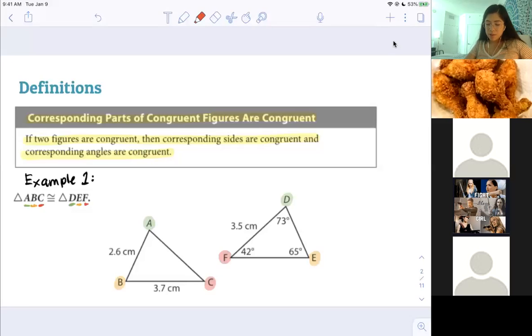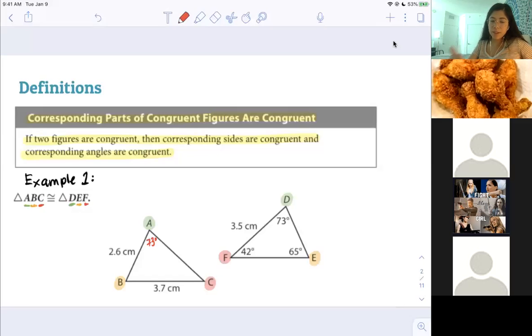Since I know that these two triangles are congruent, I can now fill in what I don't know. So for example, I don't know the angle measurement for angle A, but since I know ABC is congruent to DEF, what can I fill in for angle A? 3.5 centimeters. You're right about something else, but I'm talking about the angle measurement. 73. Mm-hmm. You're good. So I can fill in all of my unknowns. What about angle C?